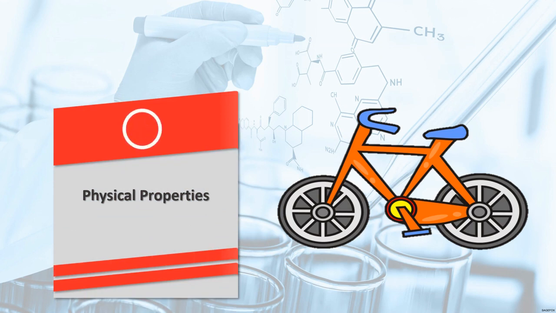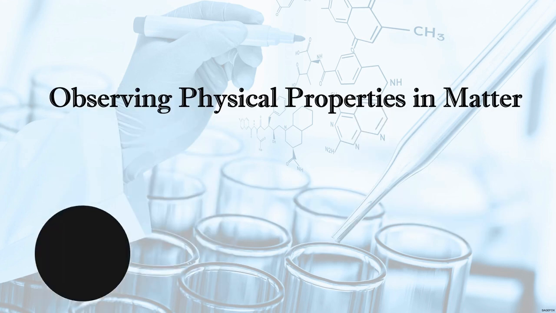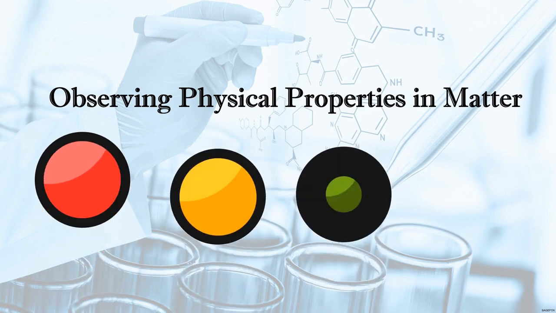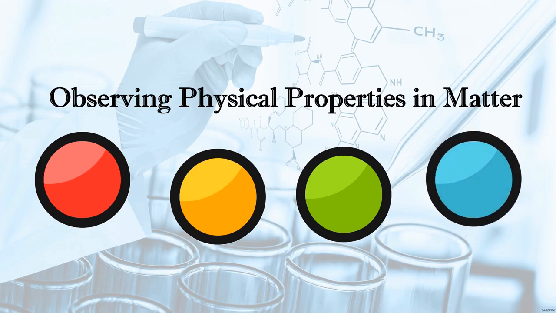Physical properties. A physical property is a feature that can be observed or measured without changing the substance or any of the materials it is made of. Observing physical properties in matter. Physical properties can be observed or measured without changing the composition of matter. Physical properties are used to observe and describe matter. Let us look at some types of physical properties.